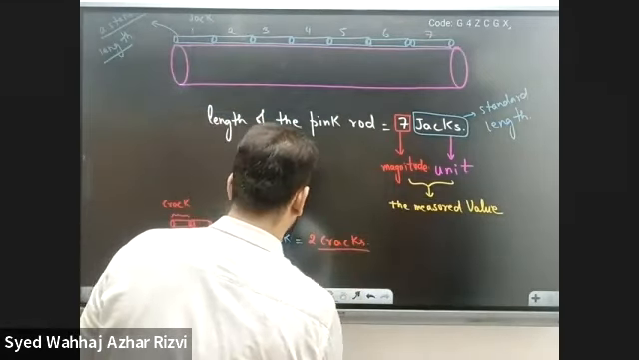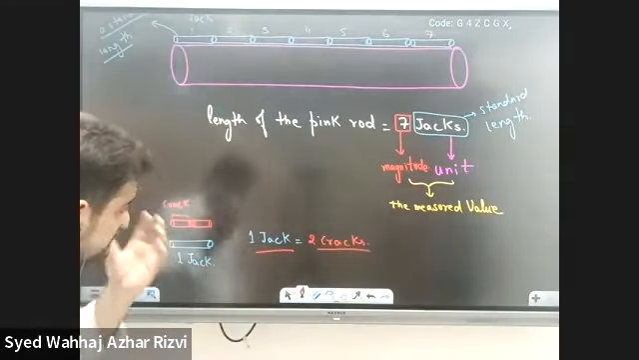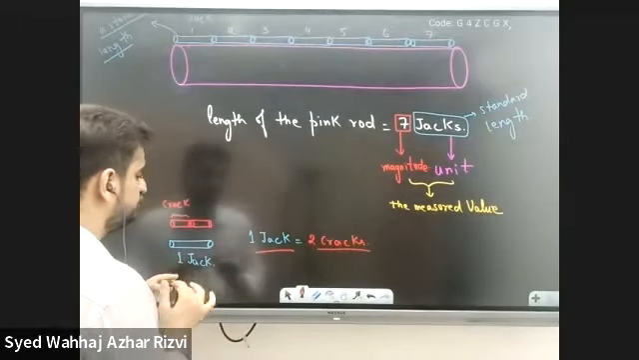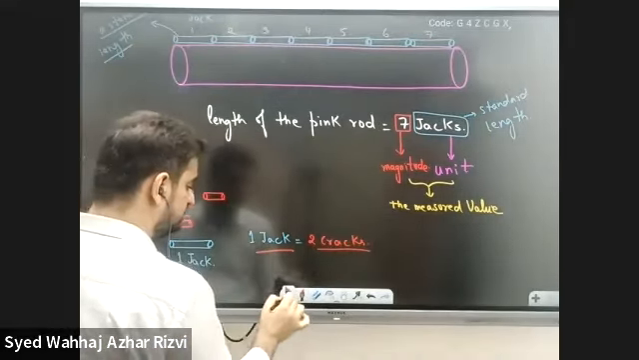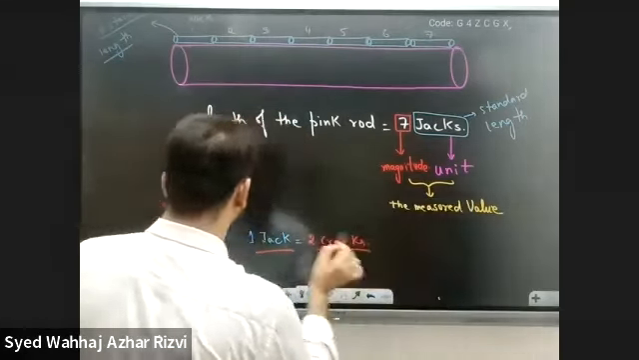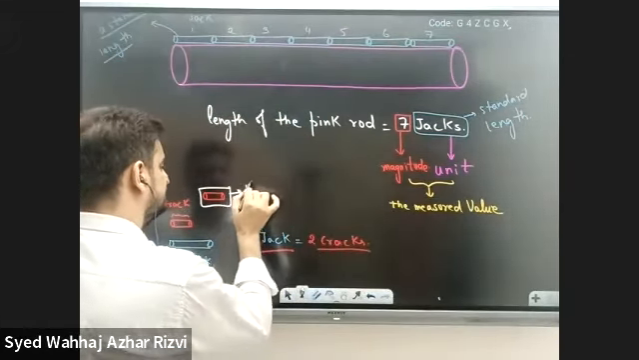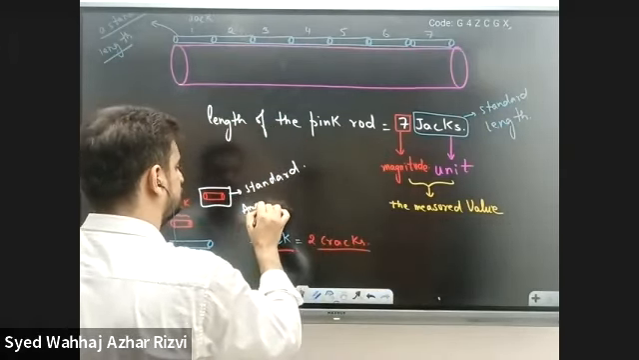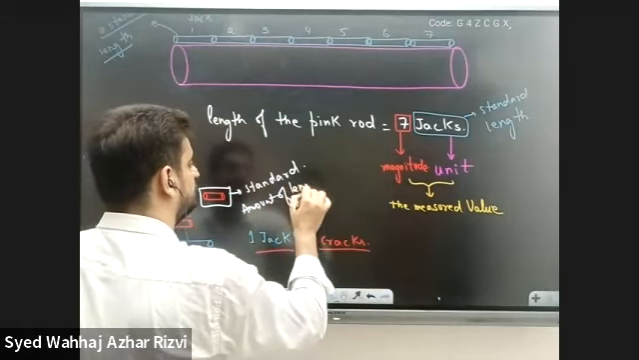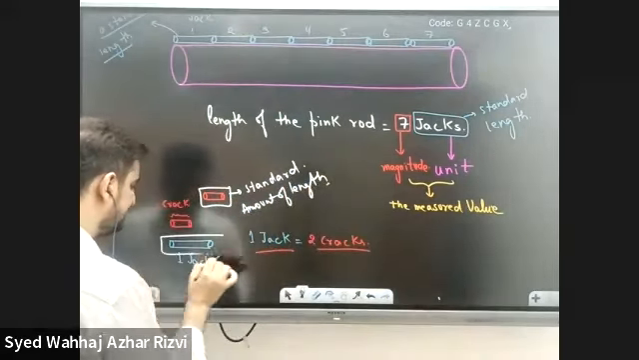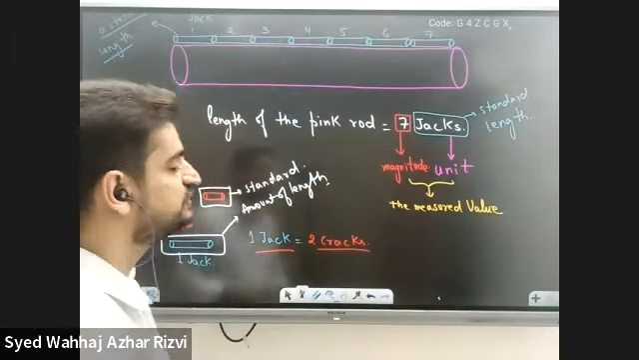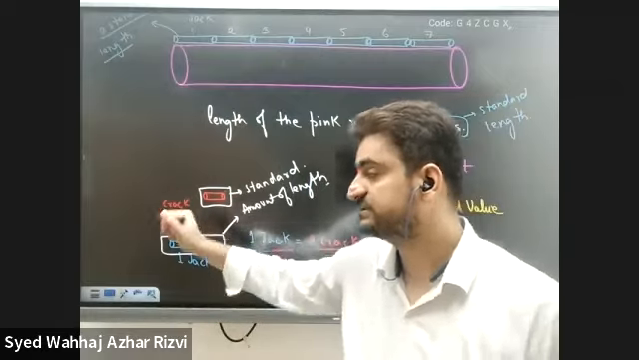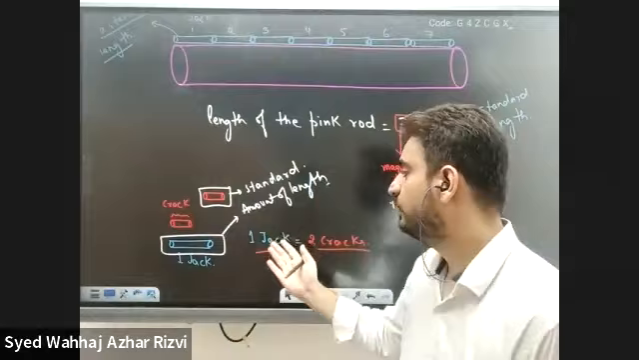Two cracks, right? So one jack equals two cracks. So what we say is that if we take another standard quantity, we also make it a standard. This is also a standard amount of length. Now we have this as a standard amount of length as well as this. We have two standard amounts of length. The name of one standard is called jack. The name of another standard is known as crack. And two cracks make up one jack.